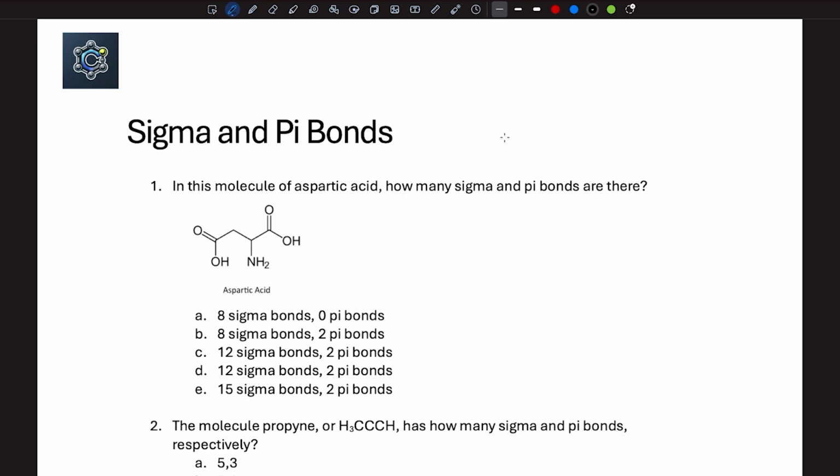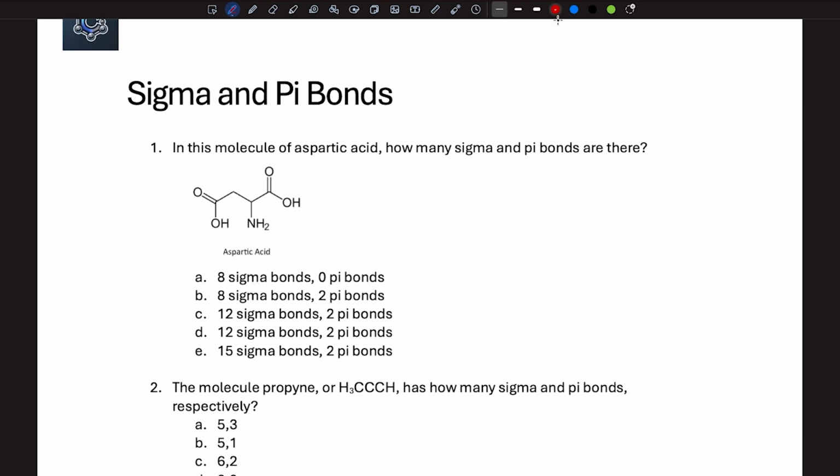Well, the first question obviously is asking us to calculate how many sigma and pi bonds there are. Now notice that it doesn't say carbon-carbon, right? It just says in general, so like all sigma and pi bonds, which means that includes carbon-oxygen bonds, an oxygen-hydrogen bond, even carbon-hydrogen bonds, nitrogen-hydrogen bonds. Any bond that contains an s orbital will count as a sigma bond. And then any interaction of the p orbitals will count as a pi bond.